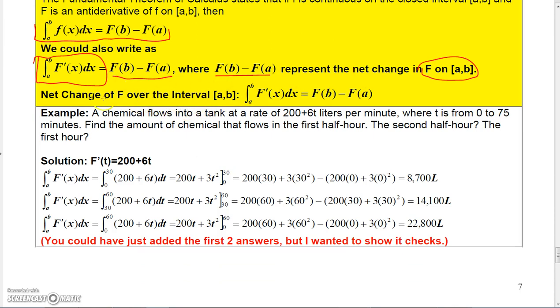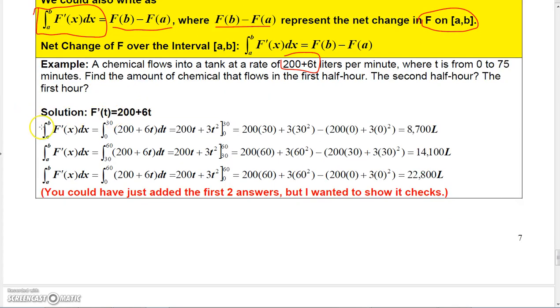Well, so here's an example of this. Chemical flows into a tank at 200 plus 6t liters per minute, where t is 0 to 75 minutes. Find the amount of chemical that flows in the first half hour and the second half hour. Well, for the first half hour, your rate of flow is 200 plus 6t. So if you integrate that, you get 200t plus 3t squared. And then for the first half hour, we integrate that from 0 to 30. And you can go through the arithmetic there, and I got 8,700 liters.